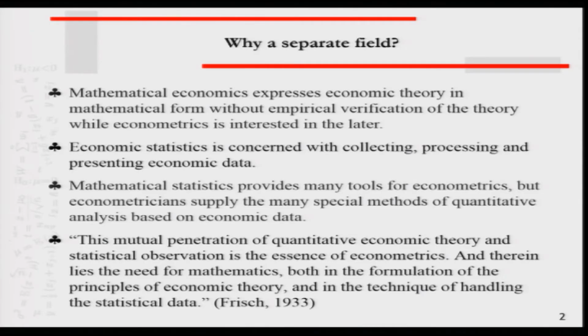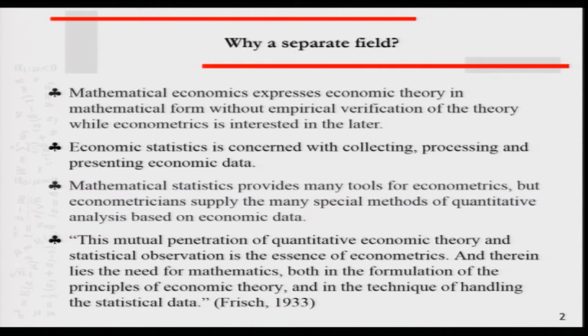Now, one may think that we have fields like mathematics, economics and statistics. Why do we need another field with a different name called econometrics? So, here we are going to discuss why we need a separate field and why econometrics is somewhat different from these three fields that I have already mentioned. Note that there is a sub branch of economics called mathematical economics. It expresses the economic theory in mathematical form without empirical verification of the theory. And econometrics actually is interested in the empirical verification of the theory.